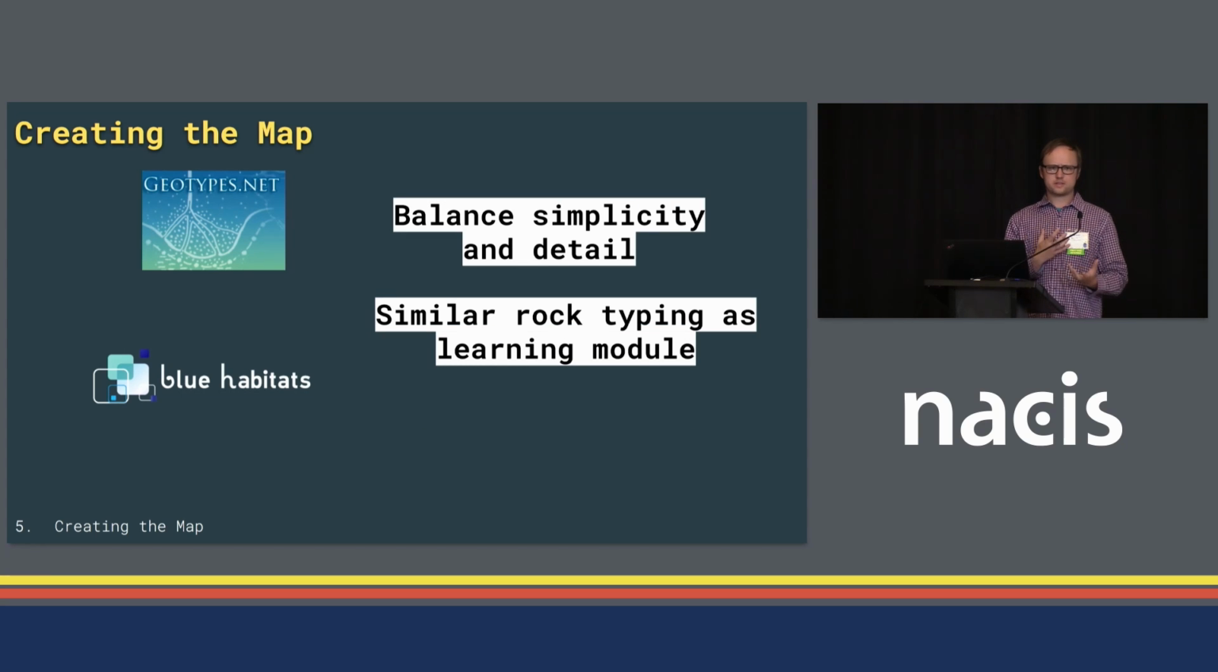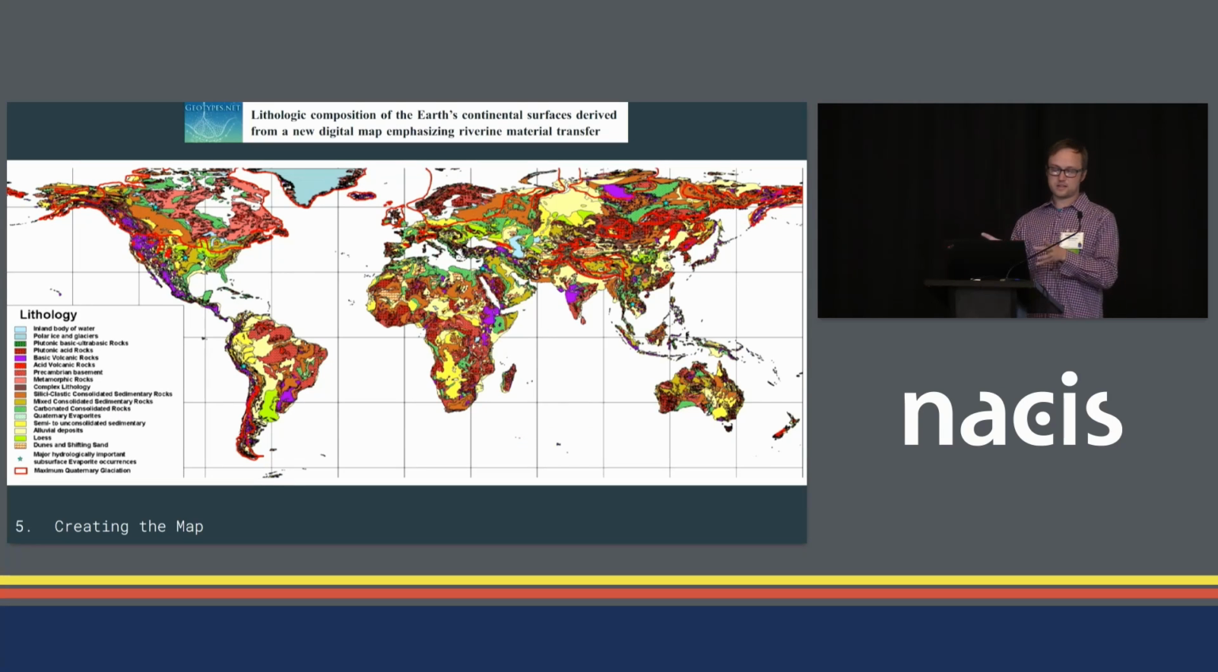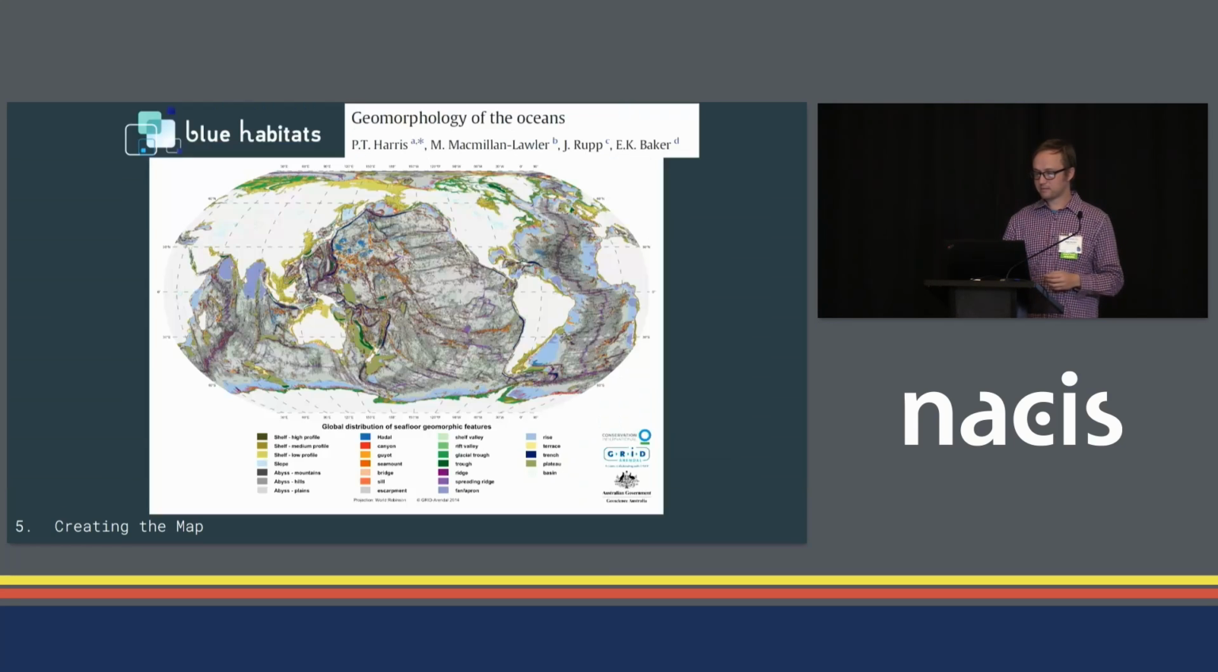And I chose these because they seemed to balance simplicity and detail, and they had inherent rock typing that was similar to what we wanted to use in the learning module. So this is that 2005 database that I used for areas on the land. And as you can see, it's pretty complicated in itself with a number of different types and scientific naming conventions for all the geologic units.